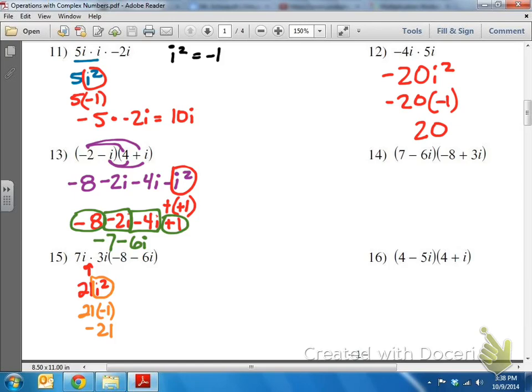Now we'll multiply the rest, negative 8 minus 6i. Distributing the negative 21 in there, negative 21 times negative 8 is positive 168 plus 126i. So the tricky part here is that, remember, with parentheses, in the order of operations, we do what's inside. If I can't do anything inside, then we move on. And in this case, we had to multiply 7i times 3i first. So there you go.